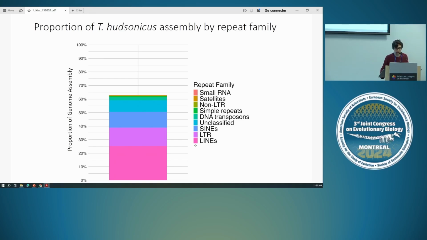I'd also like to point out in this figure that the largest classified repeat families that we see, LINEs, LTRs, SINEs, and DNA transposons, these are all TEs. We're not sure which of them are active or not, but that's something to keep in mind going forward.